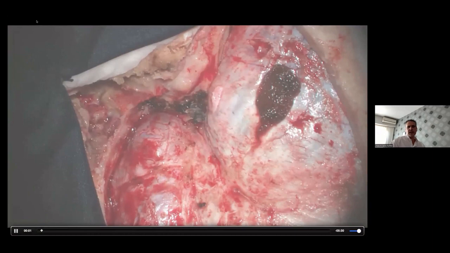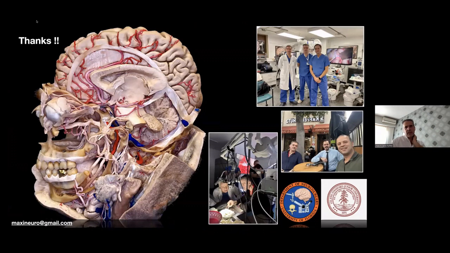And again, in my opinion, the time spent in the lab with people and mentors, like those you see in these pictures, is crucial to learn and crucial to do the best performance in neurosurgery. So in my opinion, spend time in the lab, spend time with your mentors, is very, very important. So thank you very much.